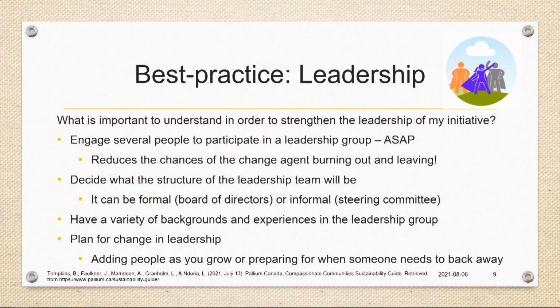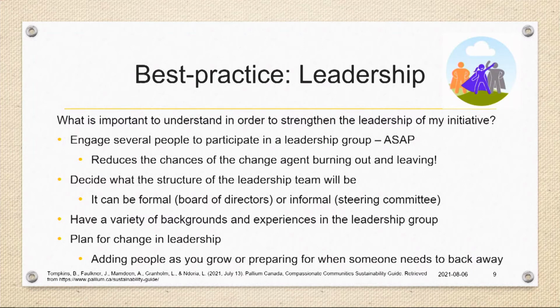Decide what the structure of that leadership team will be. And just remember, it doesn't have to be formal and it doesn't have to be informal. You decide what works for you, right? But get something in place so everybody understands some basic structure there.